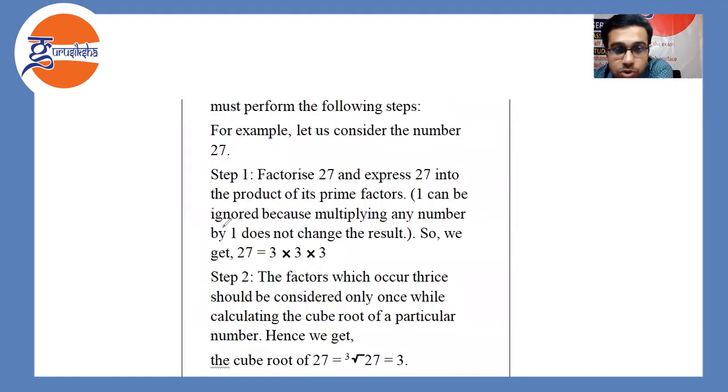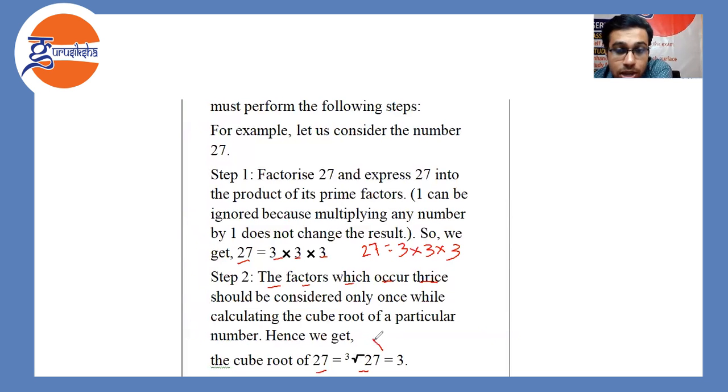So we have expressed 27 as a product of its prime factors, that is 27 equals 3 into 3 into 3. The next step to calculate the cube root is that the factors which occur thrice should be considered only once. 27 is equal to 3 into 3 into 3. Whenever you are asked to find the cube root, the representation should be like this.